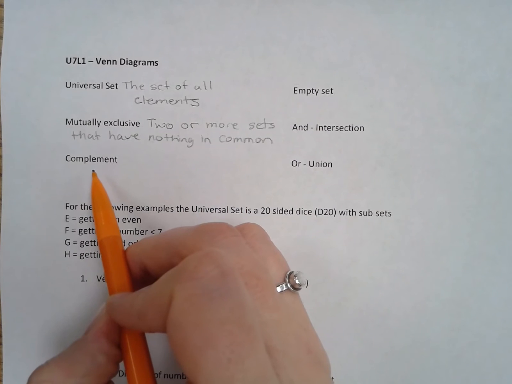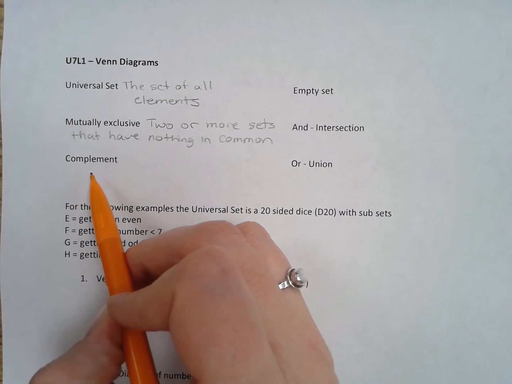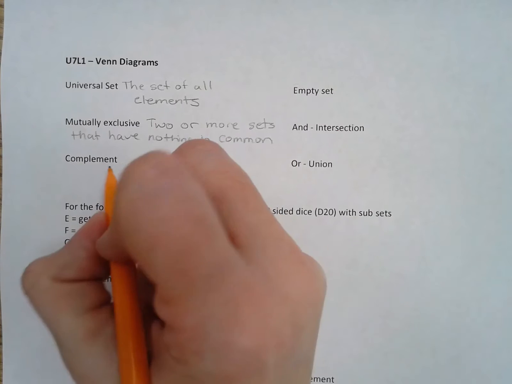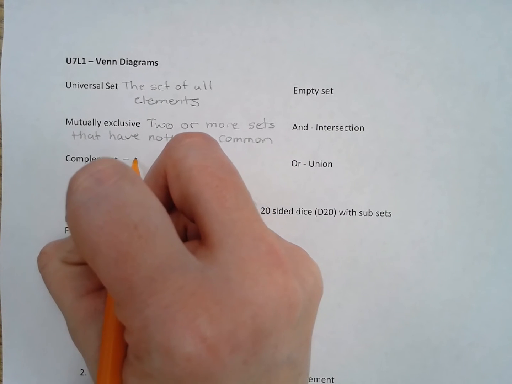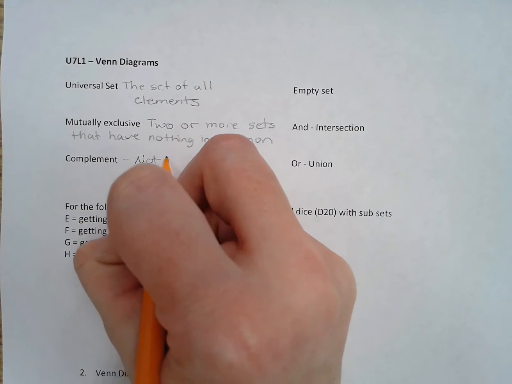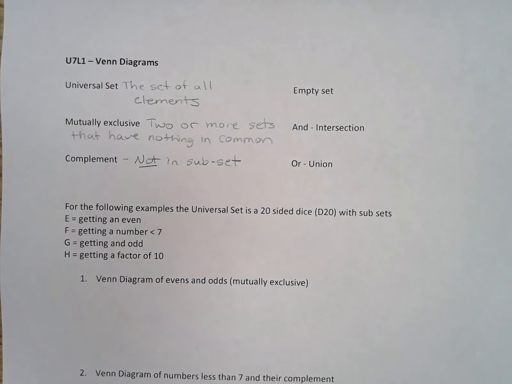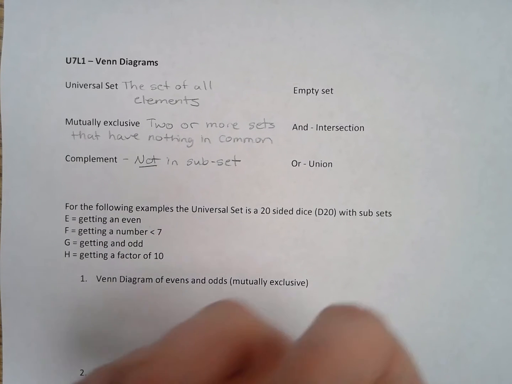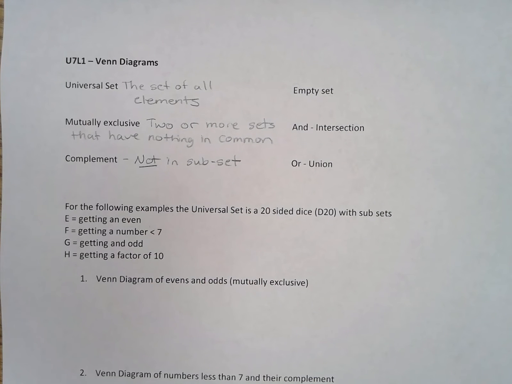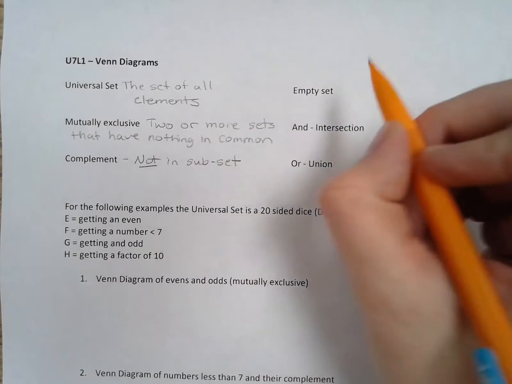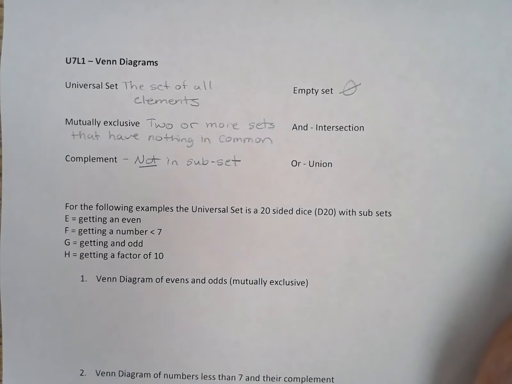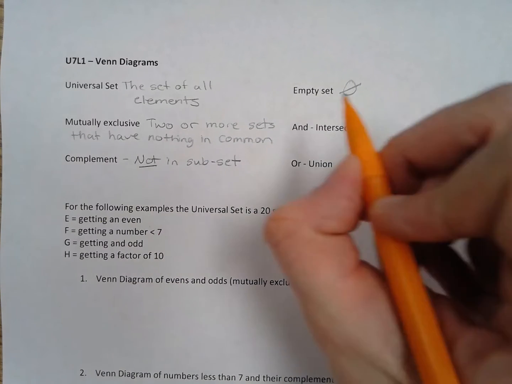The complement in probability means that it is not in the subset. So a complement to maybe a subset of even numbers, the complement to that would be odd numbers. So the elements are the numbers that are not in the subset. An empty set, we use the symbol, a 0 with a line through it, means there's no elements in the set.